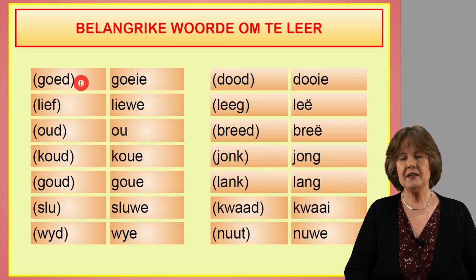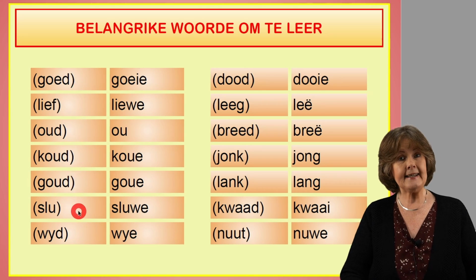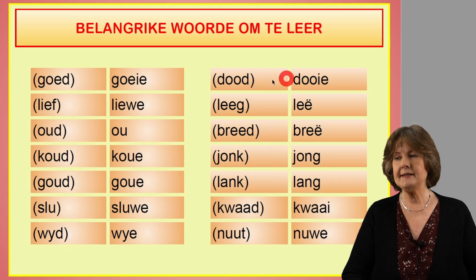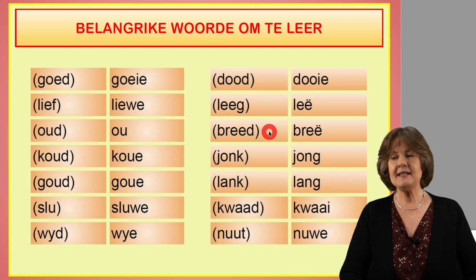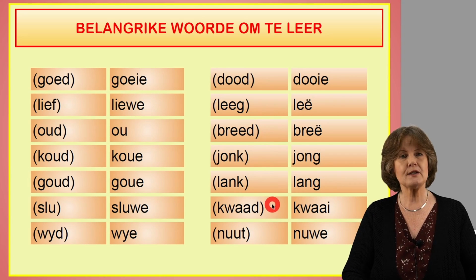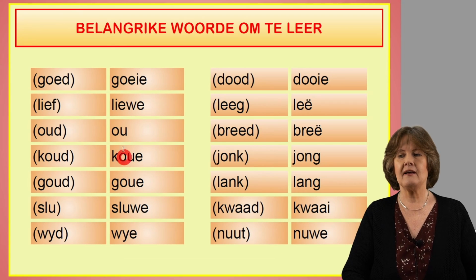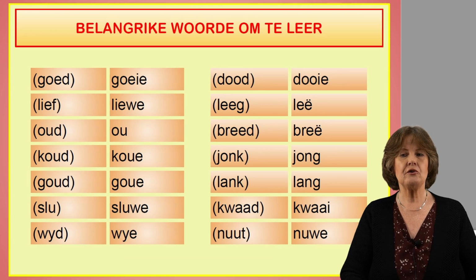This is good, dear, old, cold, gold, sly, devious, wide, dead, empty, broad or wide, young, tall, cross, and new. So when you change them in a bracket, they go to this column. You just need to learn it.